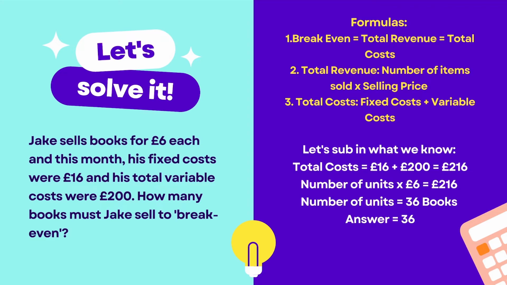Then we can see this as 6x equals 216. We might do this in maths. So we divide both sides by 6. So 216 divided by 6 equals 36. So now we know that Jake must sell at least 36 books in order to break even.